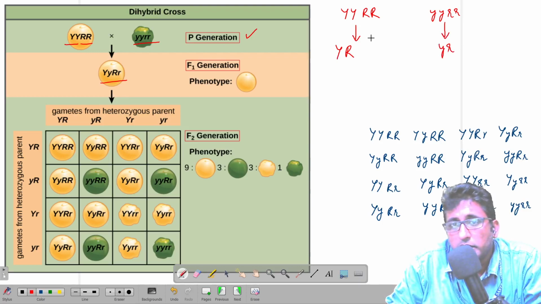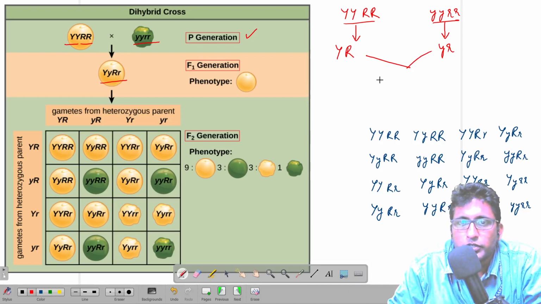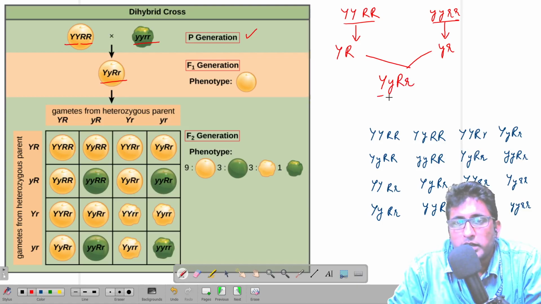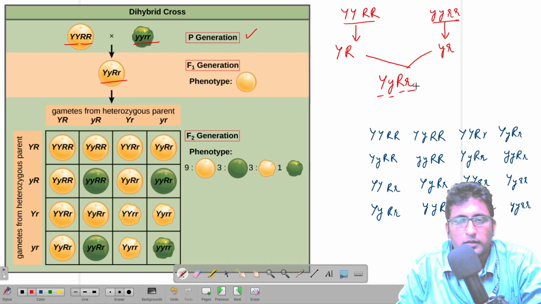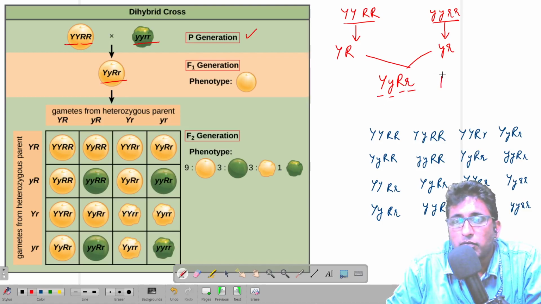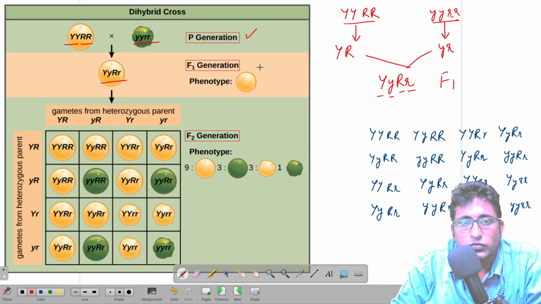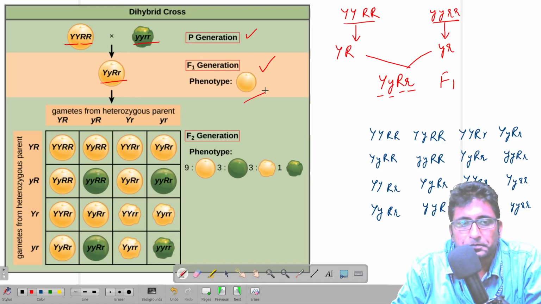And if there is no other variety here in each of these cases, and when these two fuse upon fertilization, it would give something like this: capital Y, capital R, and small r. This is the F1 generation. This is where we are. All of them would be yellow and round.